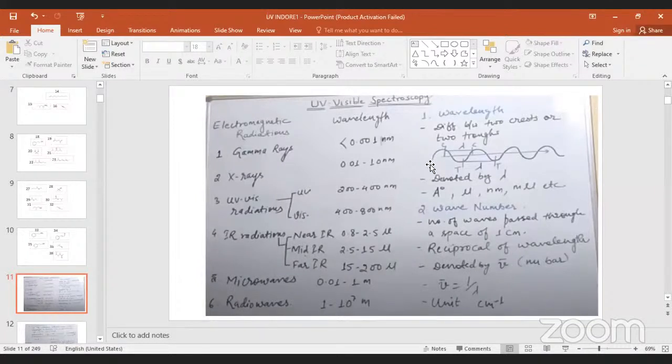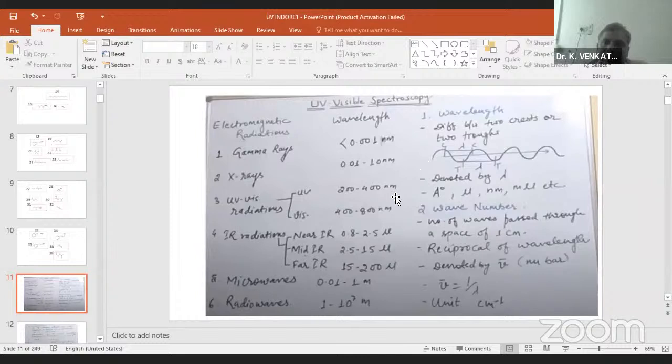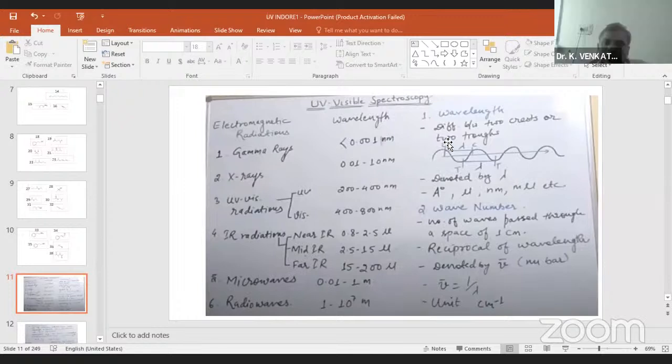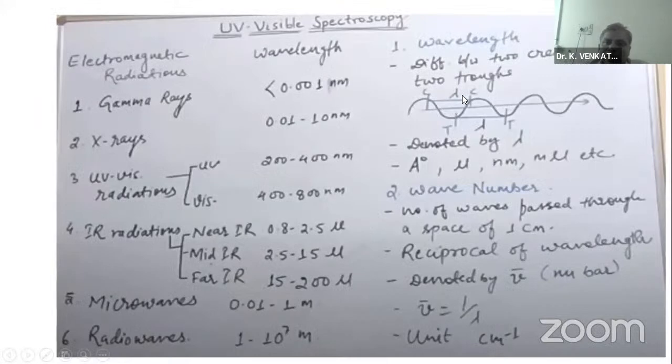Distance between the two crests. So wavelength is the difference between two crests, or two troughs. The difference between two crests, or two troughs, is called the wavelength. It is denoted by lambda, and measured in Angstrom, micron, nanometers, etc. So there are many units for wavelength.